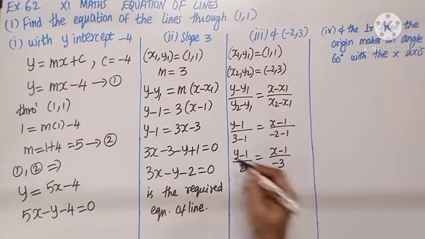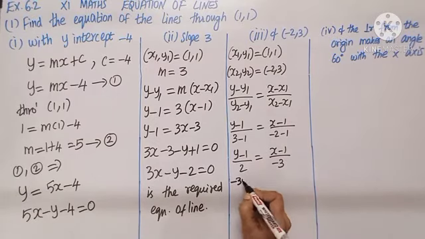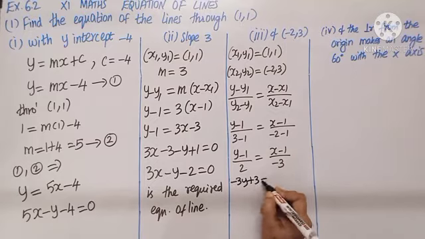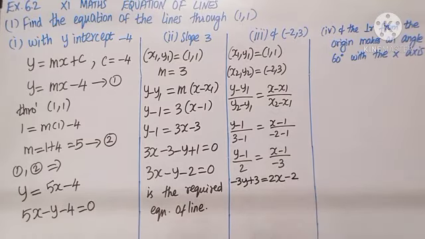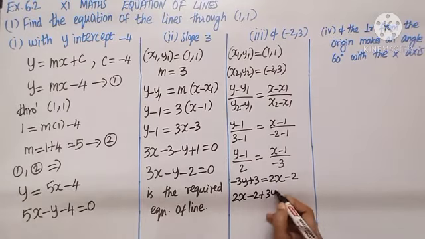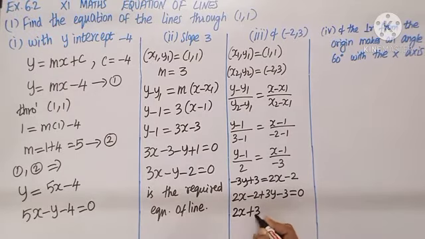As we cross multiply, minus 3 into y minus 1 equals 2 into x, 2 into minus 1. Bringing it to the same side, 2x minus 2 plus 3y minus 3 equals 0, or 2x plus 3y minus 5 equal to 0 is the required equation of the line.